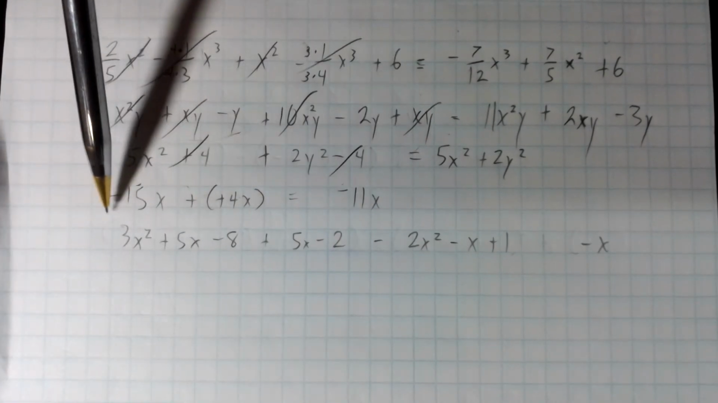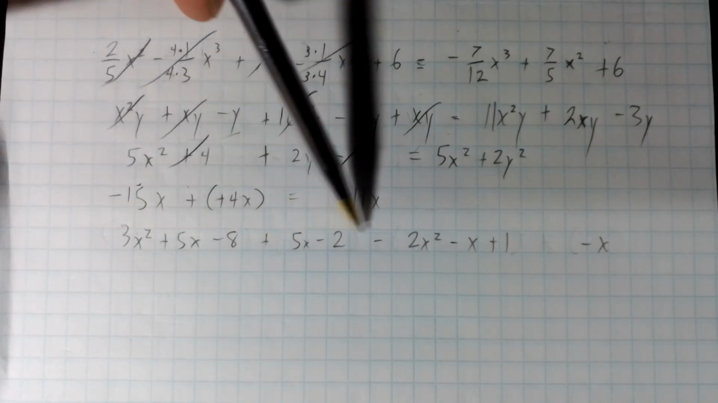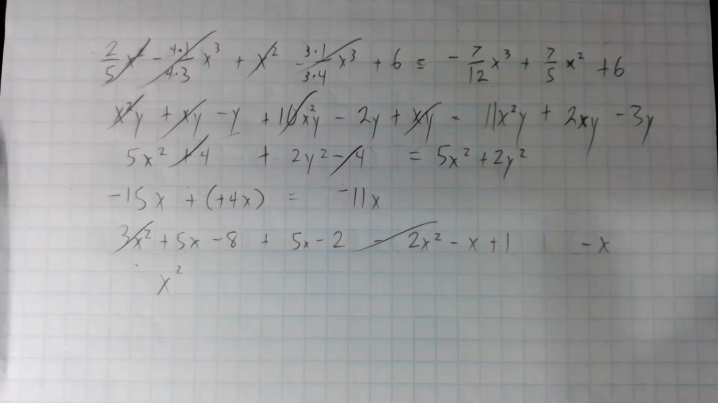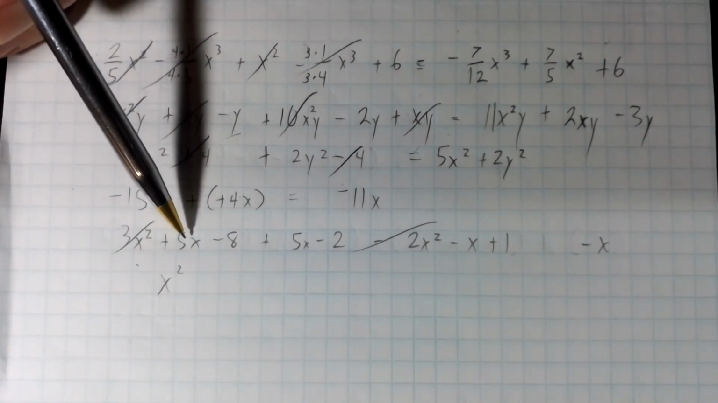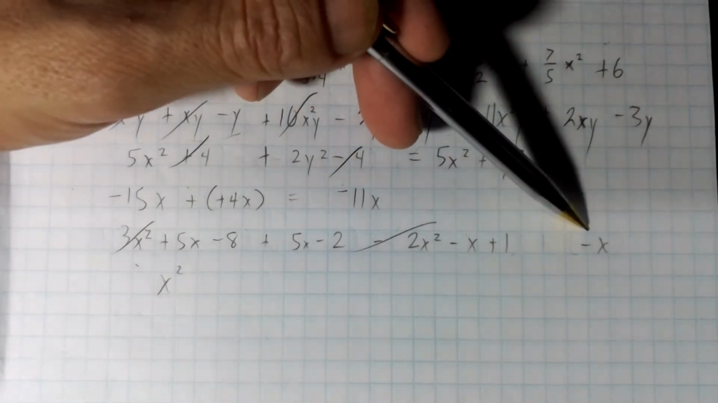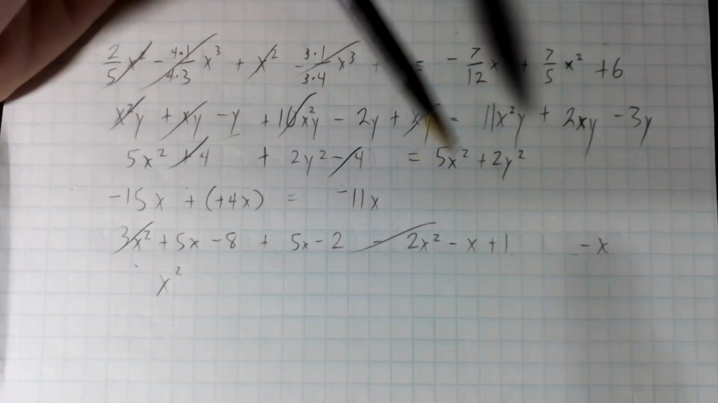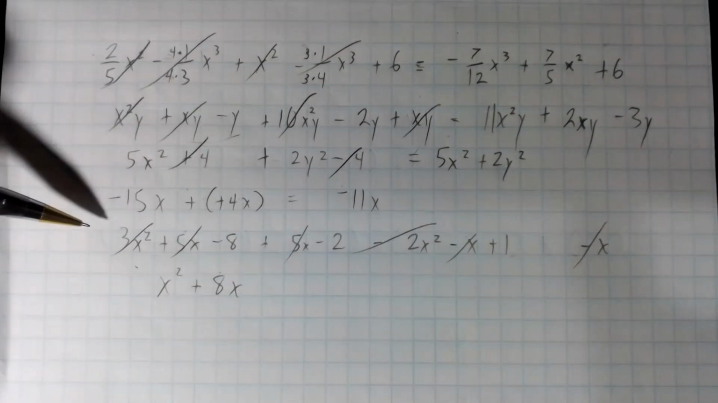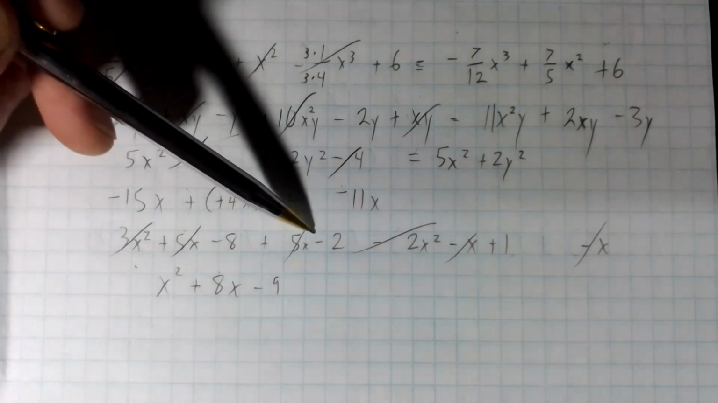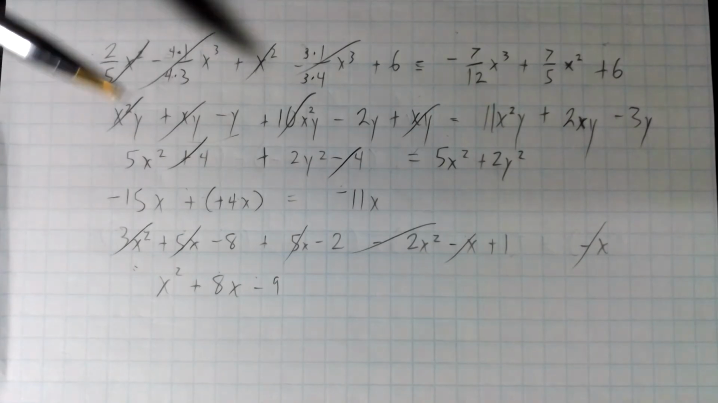My leading terms are the x squared, so I'm going to start with those. 3x squared minus 2x squared. That gives us an x squared. Cross them out. All right, with a 5x here, a 5x here, a minus x and a minus x, so that should be like 5 plus 5 minus 1 minus 1. I get 8x. Cross them out. And with a minus 8 minus 2 plus 1, I get a minus 9. And here is my final answer.